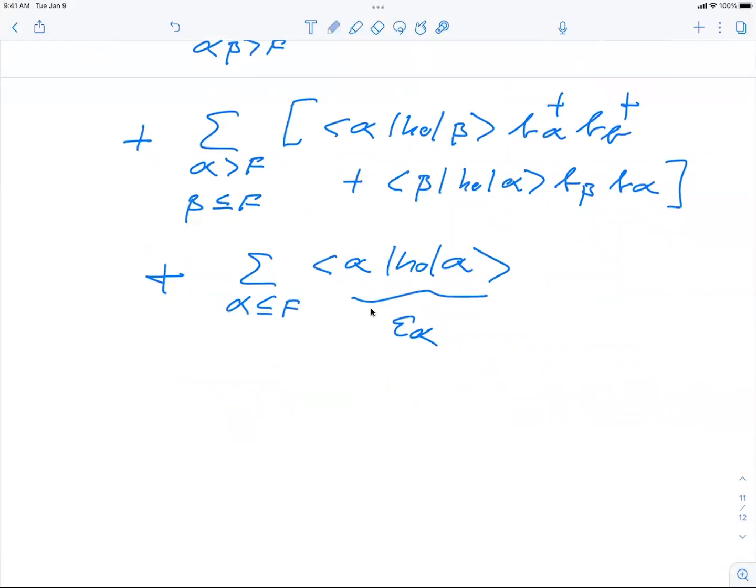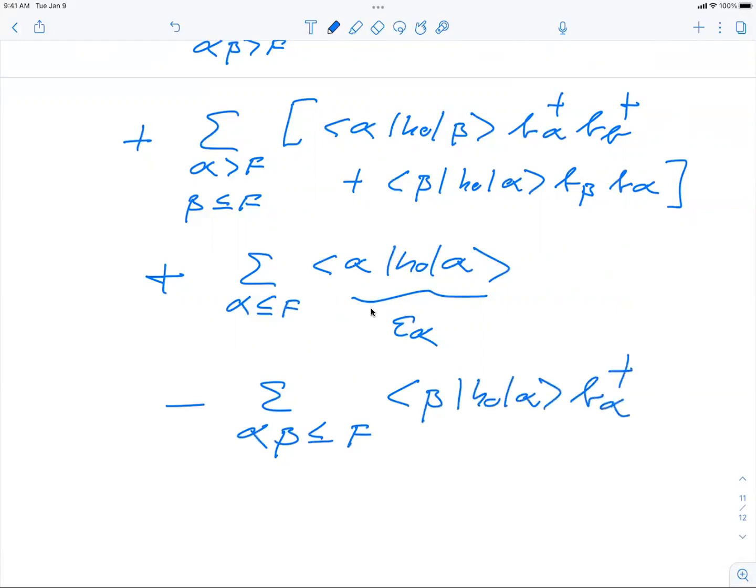But then we have an additional term. And that additional term goes like minus, and I have an alpha beta less than f. And then I have my beta now. I've interchanged because I want to have it in a form where the operator looks like this. These are just dummy variables. Then I have this last term here.